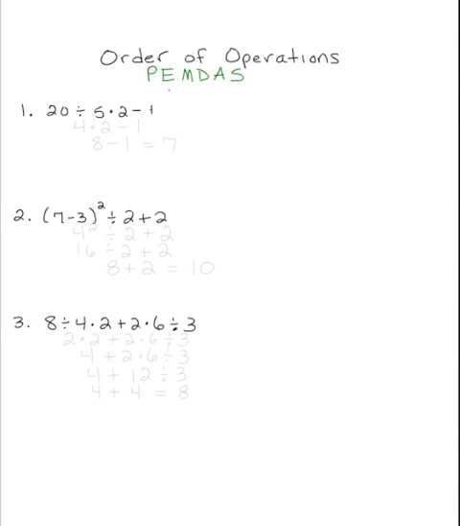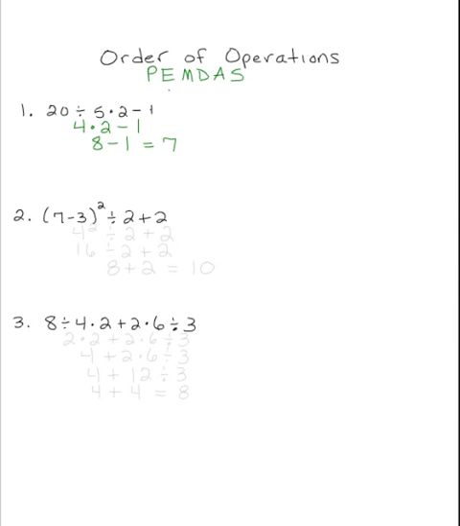In problem number 1, division comes first. You can see we have 20 divided by 5. 20 divided by 5 is 4. And we write the rest of the problem down because we still have the times 2 minus 1. The next step would be the multiplication because that would come first before subtraction. So we take 4 times 2, which is 8, minus 1. Last step, we take 8 minus 1, and we get 7.